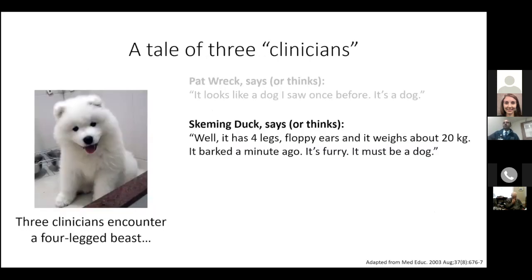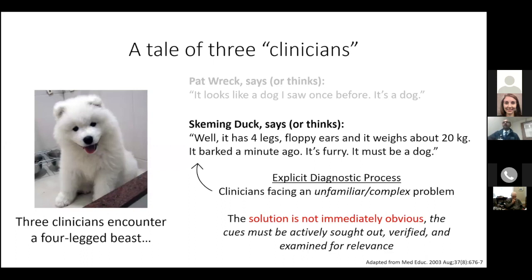Now, another clinician approaches this same beast and says, well, it has 4 legs, floppy ears, and it weighs about 20 kilograms. It barked a minute ago. It's furry. It must be a dog. So what did this clinician do? So this clinician engaged in a very explicit diagnostic process, as I have sort of been outlining. Maybe dogs are unfamiliar to this particular clinician, and the solution was not immediately obvious based on the clinician's prior experience. And so the clinician had to actively seek out cues, verify them, examine them for their relevance among the illness scripts and schemas that exist in their mind from their reading and from what they've been taught, and to sort through them and prioritize what they think is most likely.